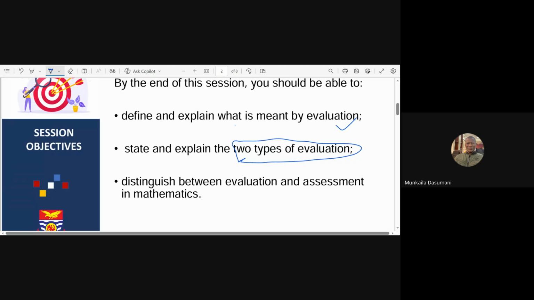Based on this course, you should also be able to differentiate between evaluation and assessment. Now we know the difference between assessment and measurement. Remember, quantifying data is measurement, so if you want to quantify assessment data, that is measurement, and then we have assessment. So by the end of this session, you should be able to tell us the difference between the three: assessment, measurement, and evaluation. You should be able to know that. Okay.